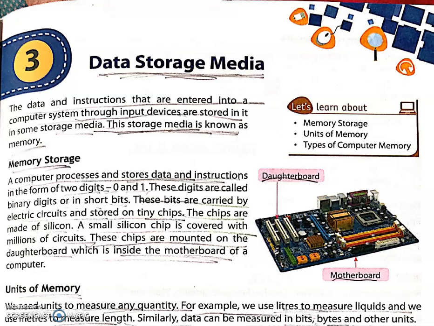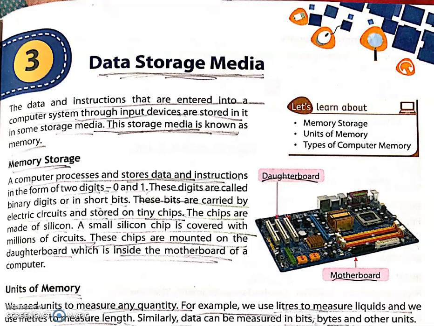A computer processes and stores data and instructions in the form of two digits only, 0 and 1. Now, like we use many words or letters or syllables, the computer does not use all these normal languages. The computer understands binary language, and binary means only two digits, 0 and 1. These digits are called binary digits, or in short, bits.